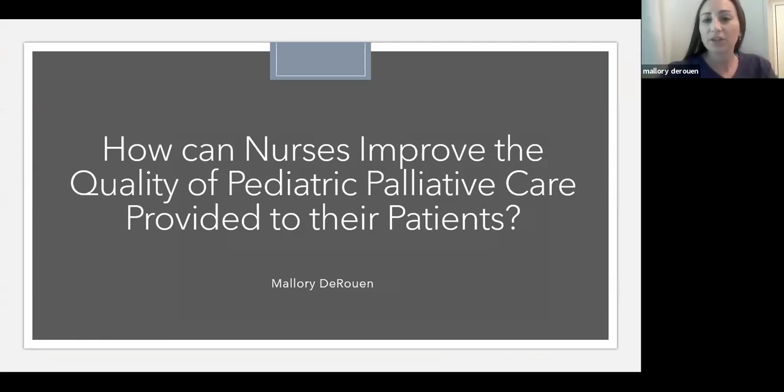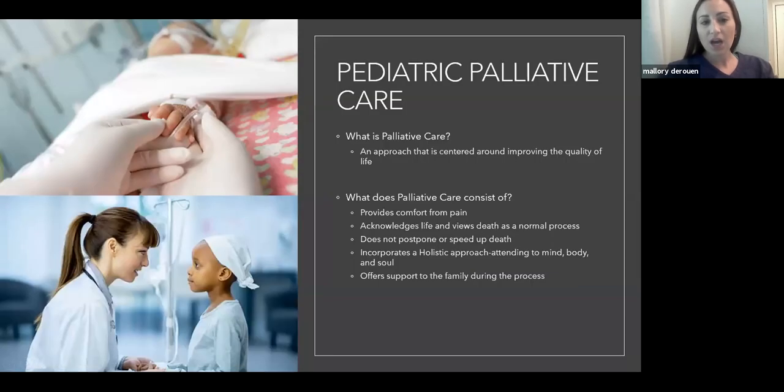My question was, how can nurses improve the quality of pediatric palliative care provided to their patients? A lot of people don't really know what palliative care is, so I'm going to go over that. Palliative care is just comfort care. This does not mean that this is the end of the road for someone. You can have palliative care while you're still getting treatment. A lot of people get it confused with hospice. But the main thing with palliative care is controlling symptoms and providing comfort measures like taking care of pain.